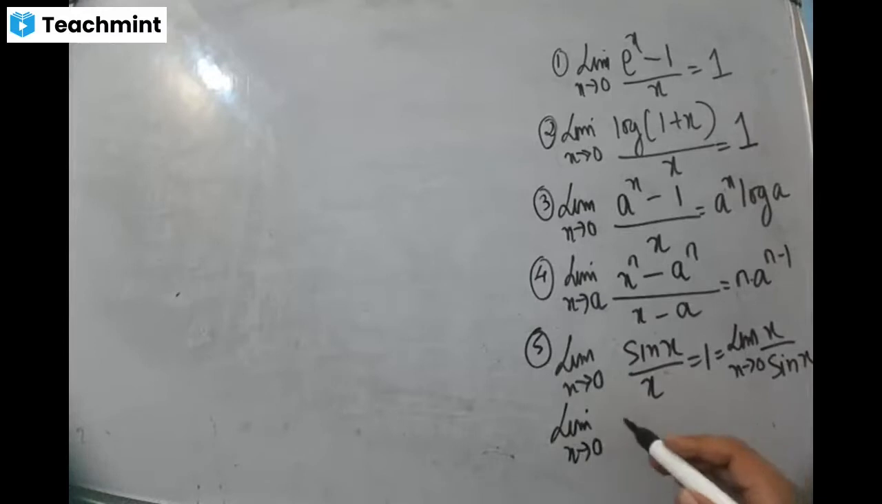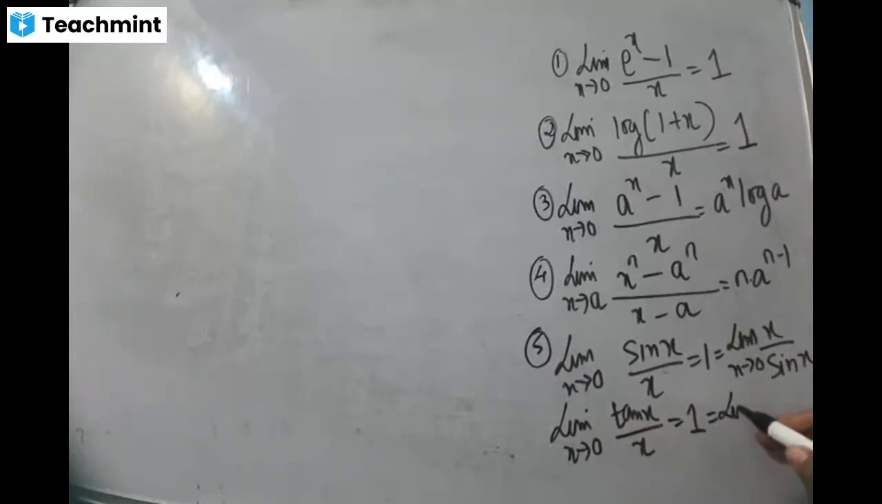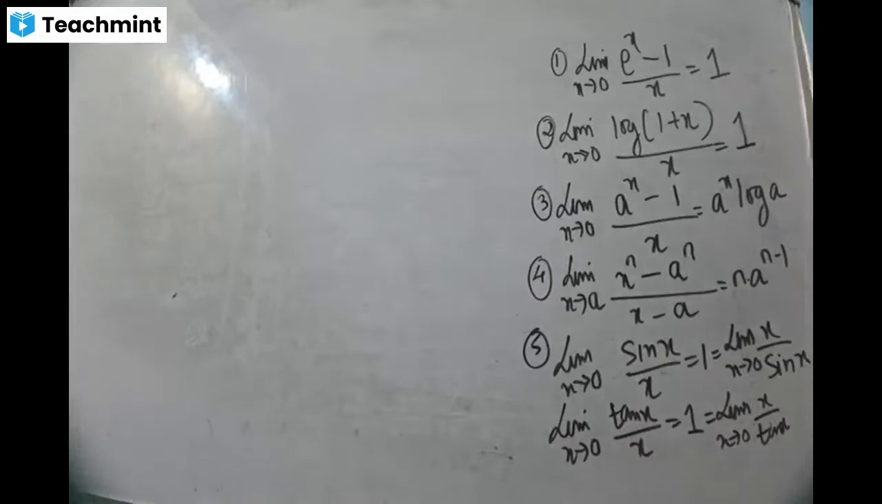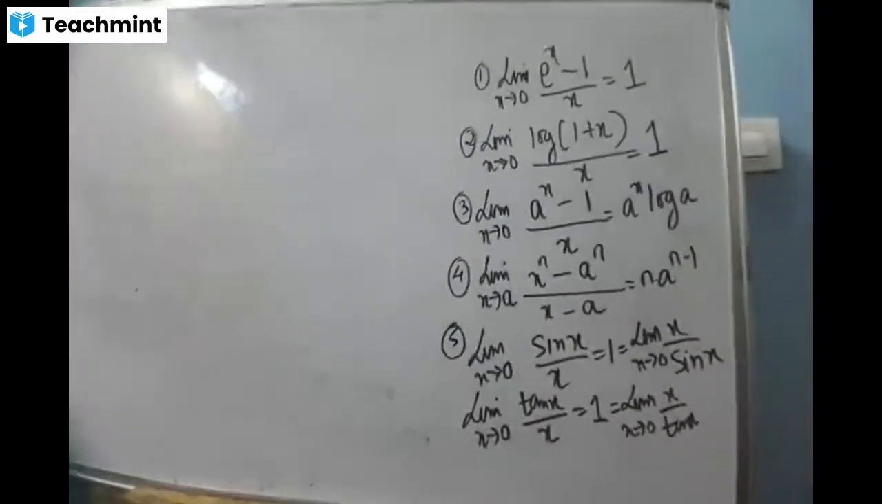Limit x tends to 0 tan x by x is also equal to 1. So tan x by x is also equal to 1, which in turn is equal to limit x tends to 0 x by tan x. So what you observe in the 5 properties that I have given to you is, everyone, you can just take a screenshot of this.